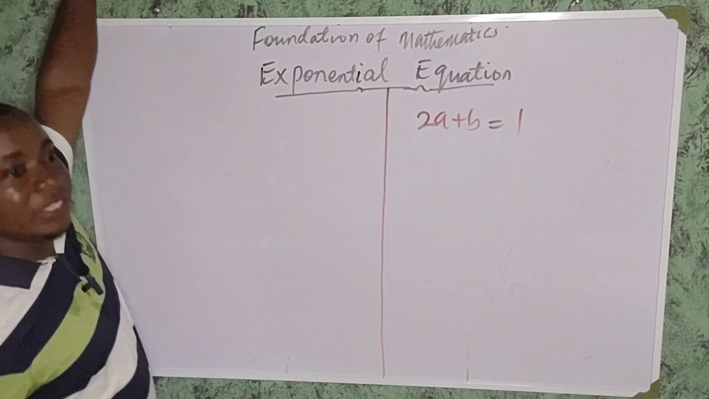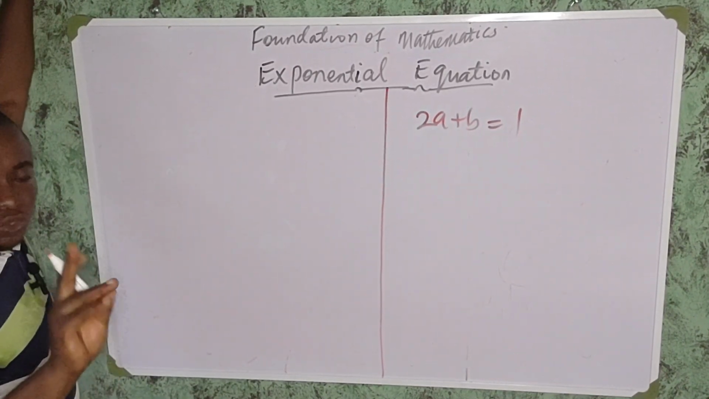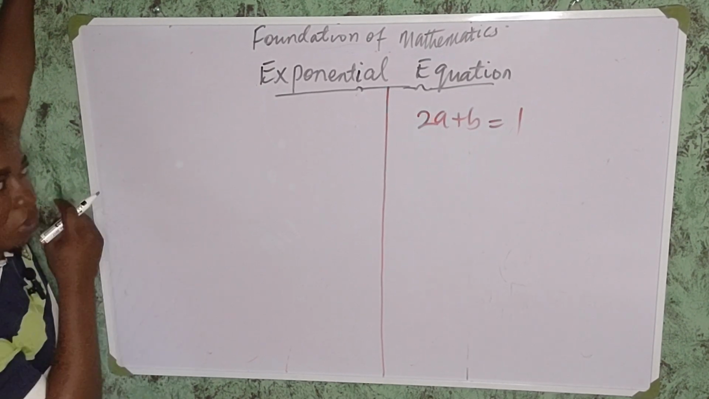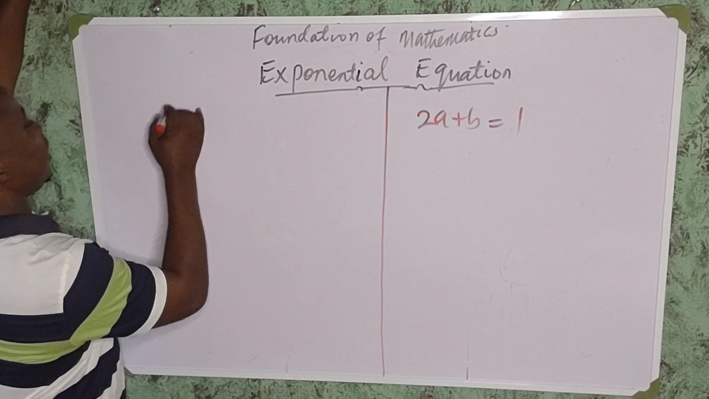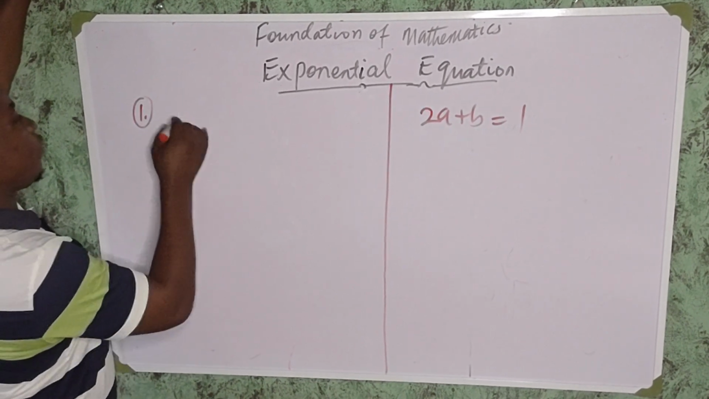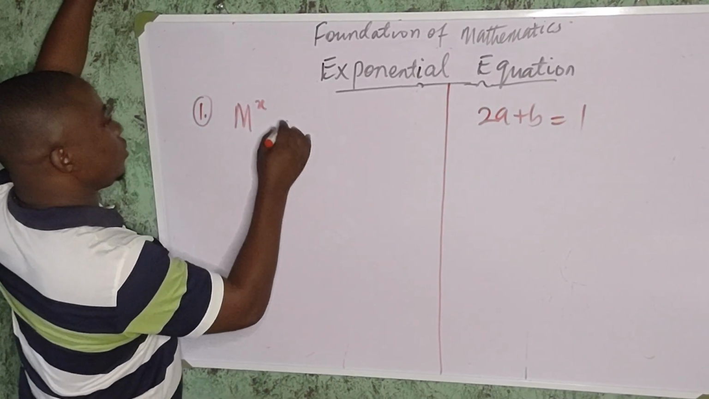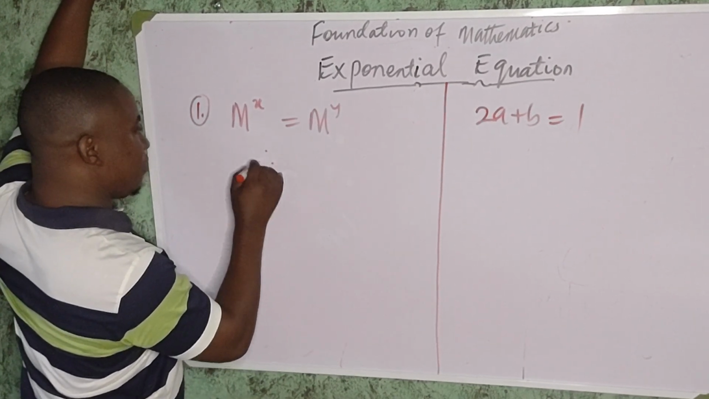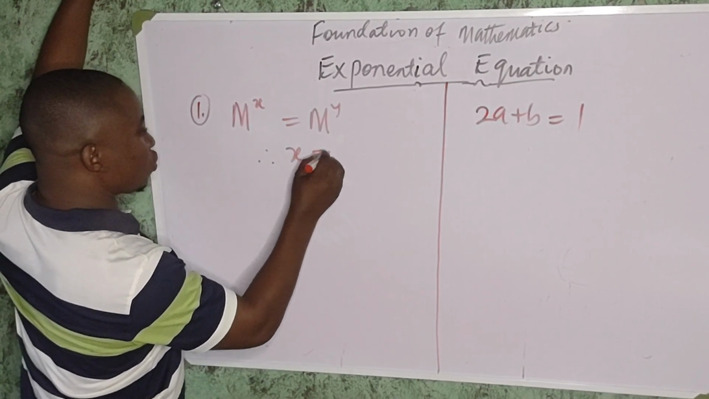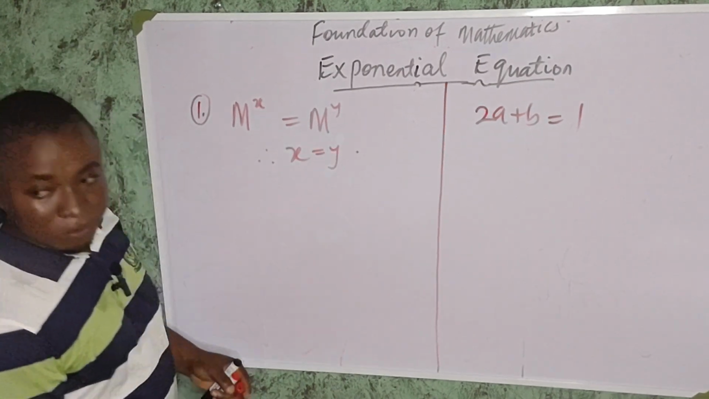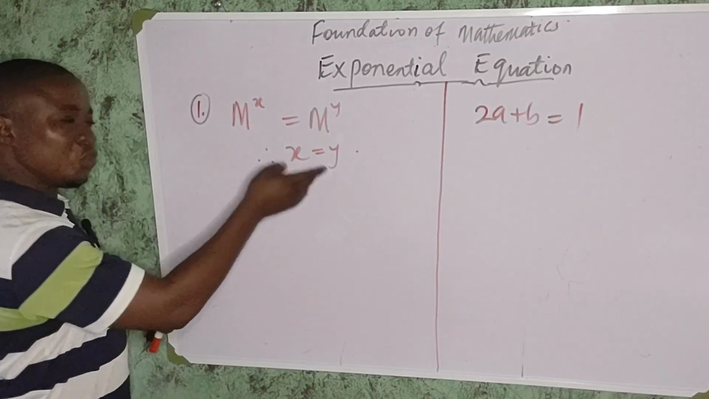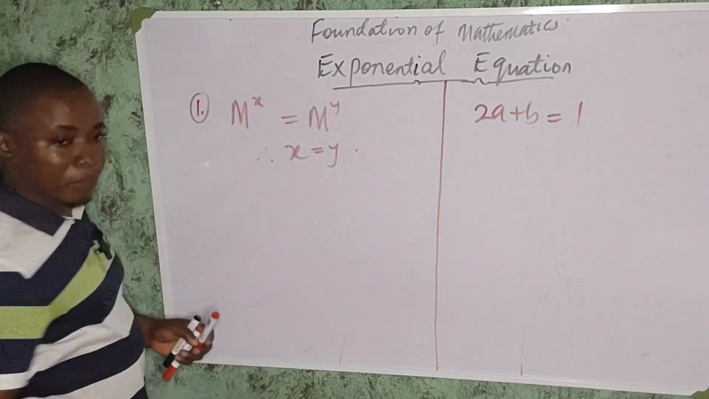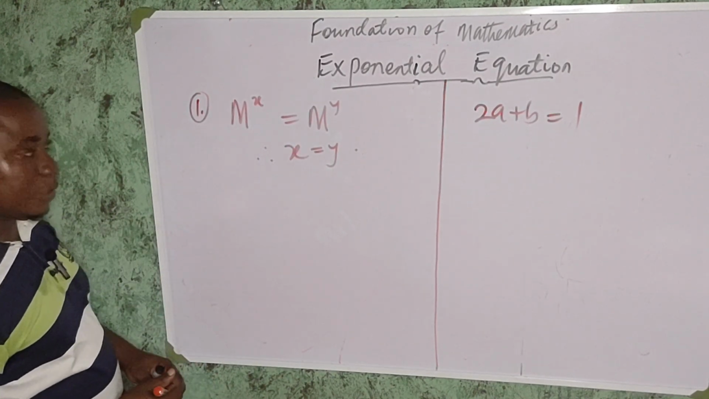So in solving exponential equation, there are two observations I need to add. Let me not call it a law. Number one, if you have m power x equals to m power y, please take note, that simply means that x equals to y. Very simple. Once you know this, your problem is half solved. Once the bases are the same, you equate the power. That is what this statement simply means.